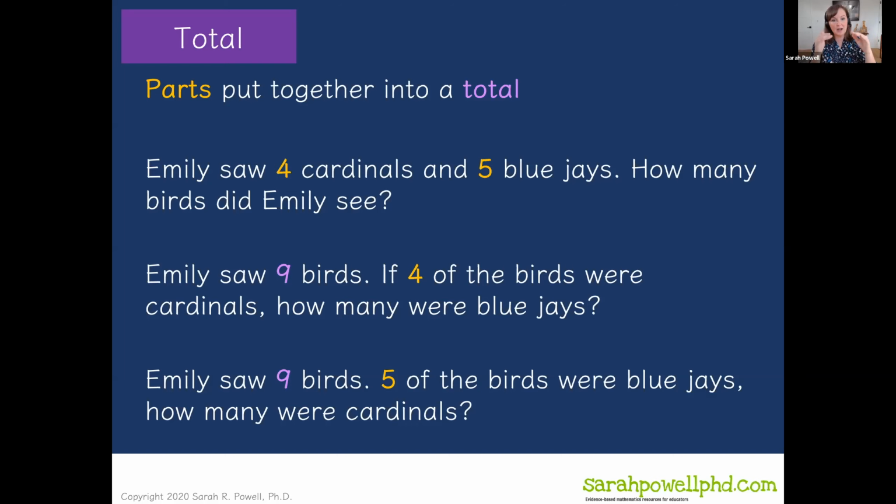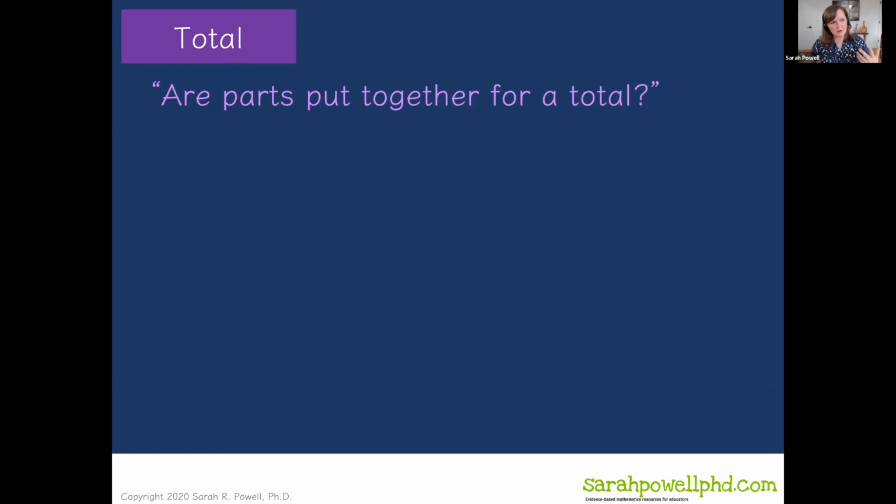And so this common schema that is across all 3 of these word problems is the total schema. To help students figure out, well, do I have to figure out a total in this problem? We ask a very simple question, and we ask it in the same way every time. So we ask, are parts put together for a total?